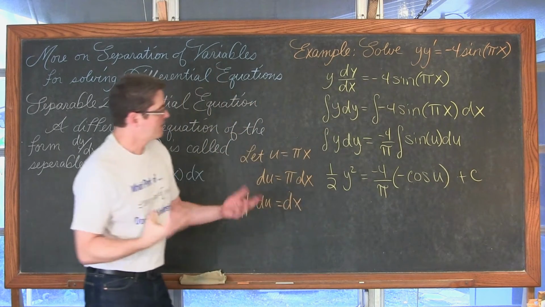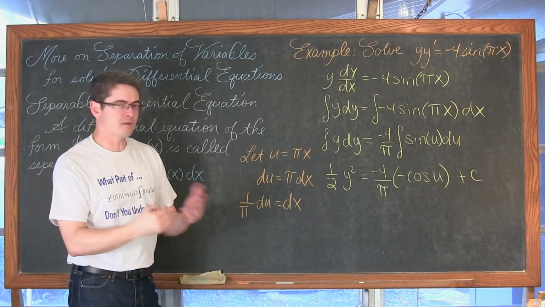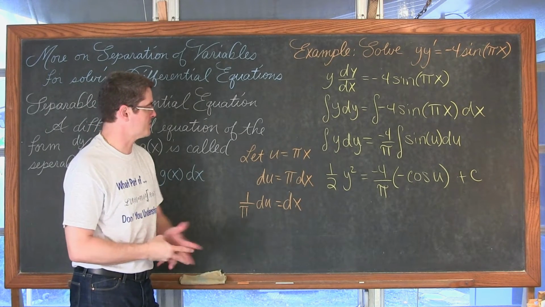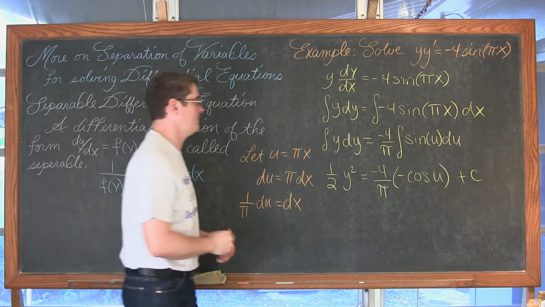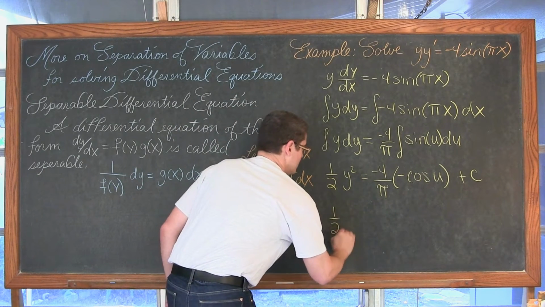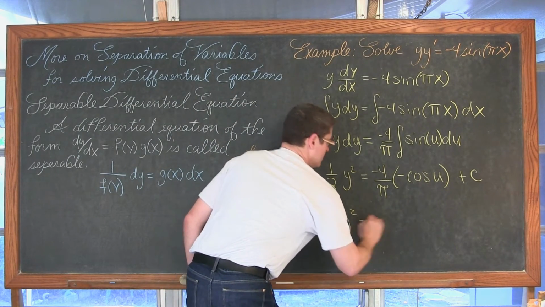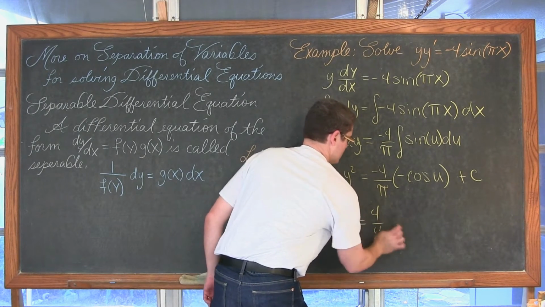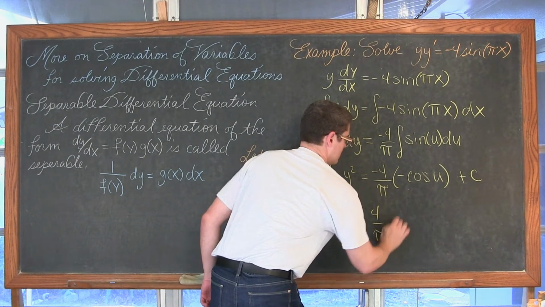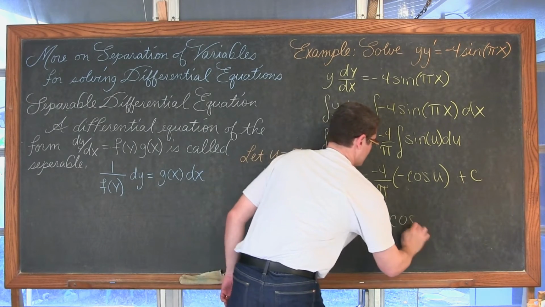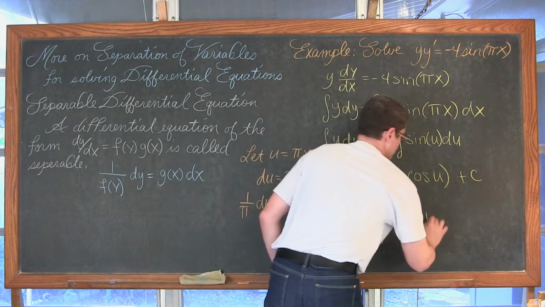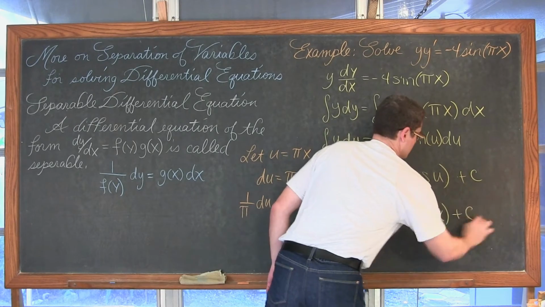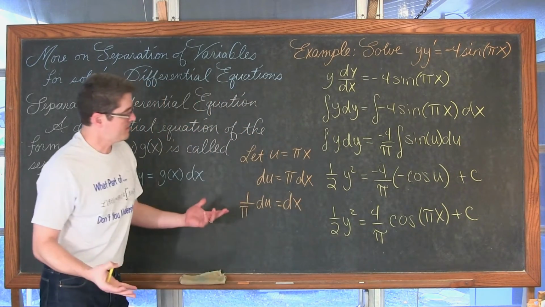Now, getting this cleaned up and getting the problem, because with the indefinite integration, we need to go back to the original variable, right? So we have 1/2 y squared is equal to negative times negative is positive, so 4 pi cosine of pi x plus c. And that's solved.